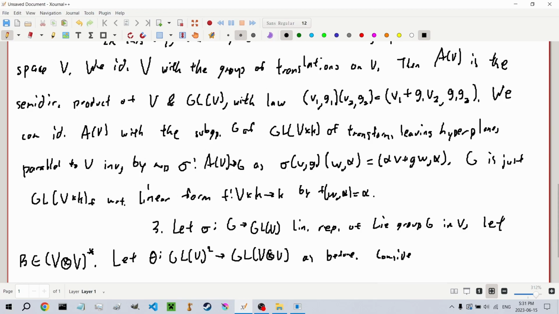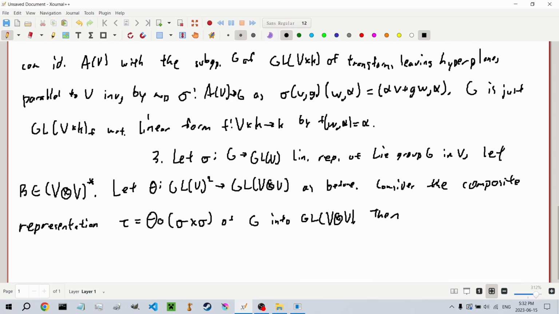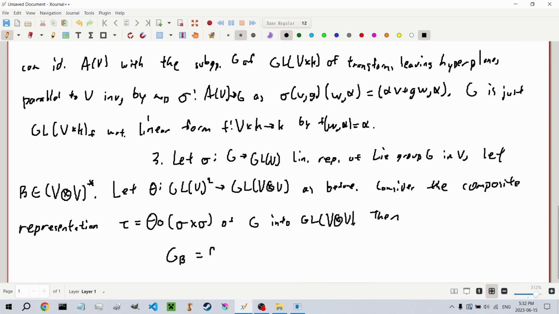Now we consider the composite representation, call it tau, being theta on sigma times sigma of G into GL of V tensor V. Then the stabilizer in G of beta is the set of g in G where, of course, beta of sigma g times sigma g is beta.